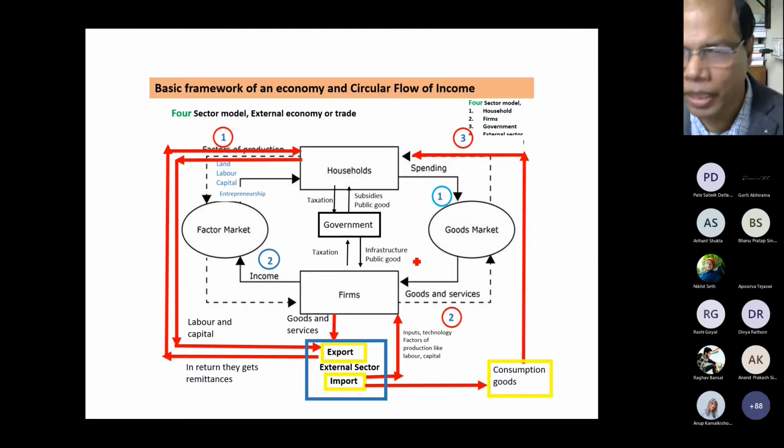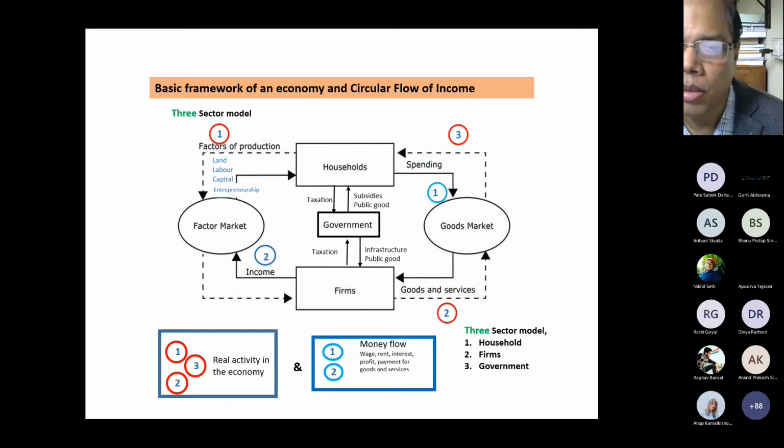Sir, in the three sector model, the taxes collected from the firms, will they also be added to the total cost of output, right? No, it doesn't become a part of the total cost of output. Taxes here I'm talking about are the taxes on the firm's income. It is the profit tax I'm talking about.